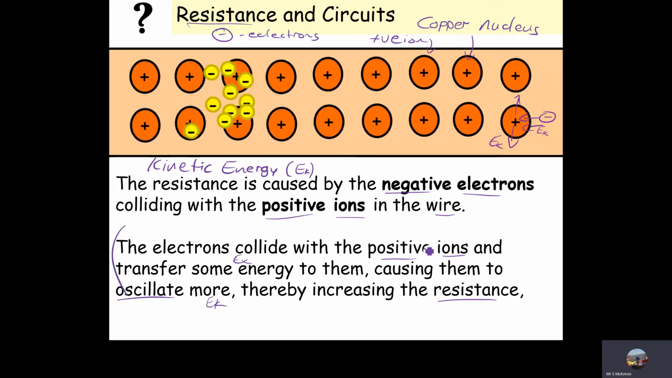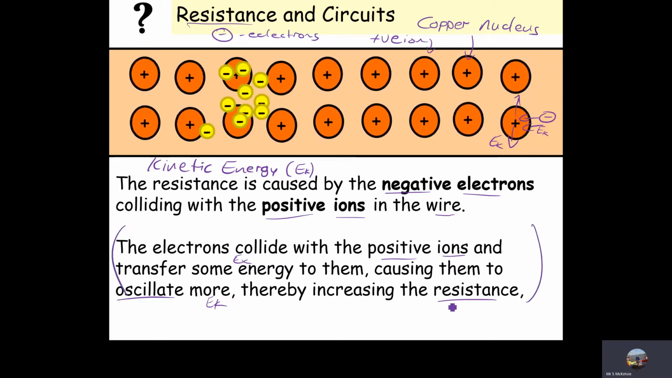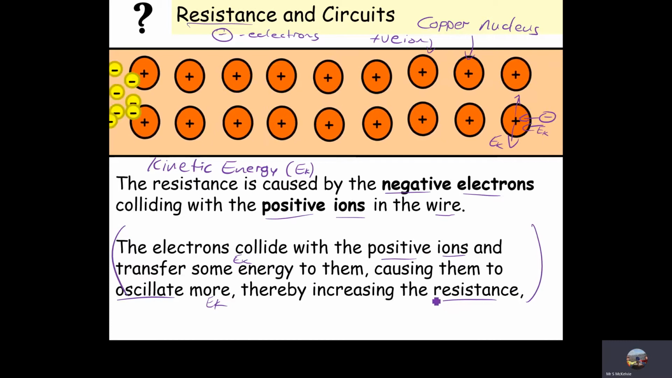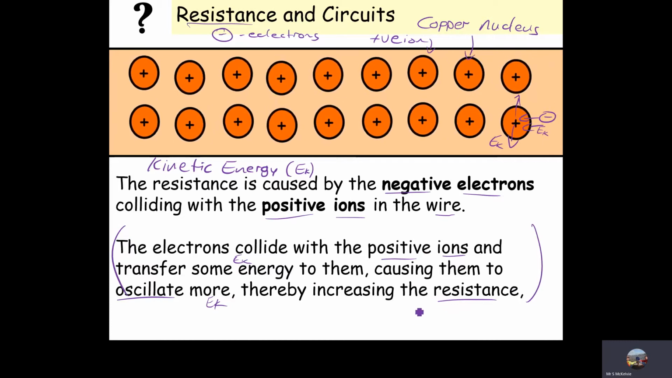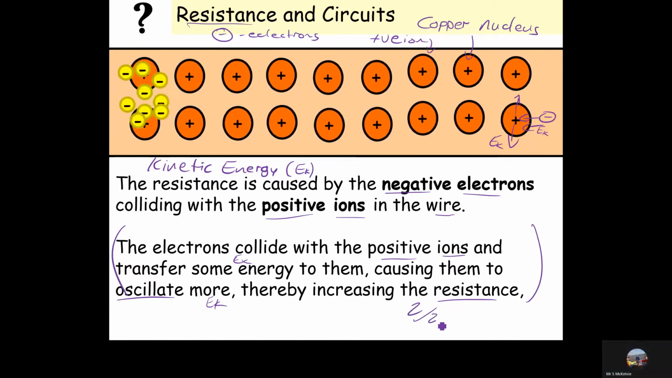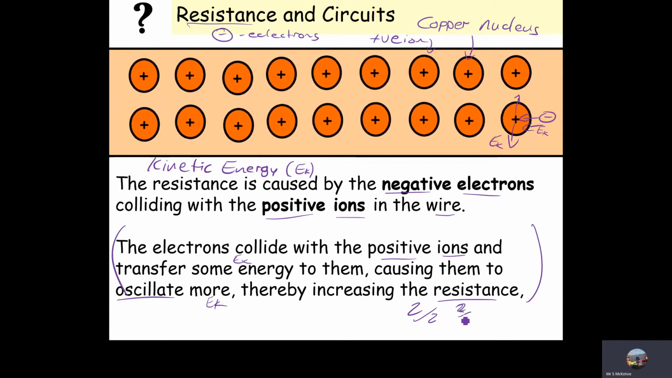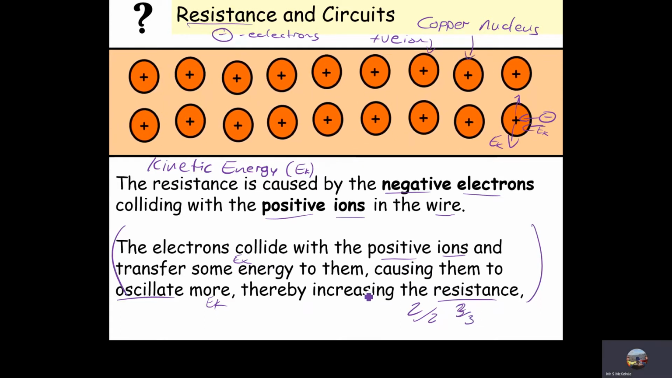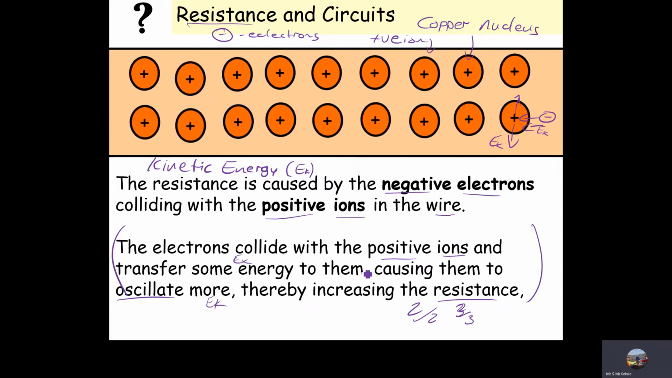Now, this statement here: electrons collide with the positive ions and transfer energy to them, causing them to oscillate more, thereby increasing the resistance. That was actually a 2 or 3-mark question in 2018. And this was the exact wording that they gave in the GCSE. So it's worth learning this just by rote.